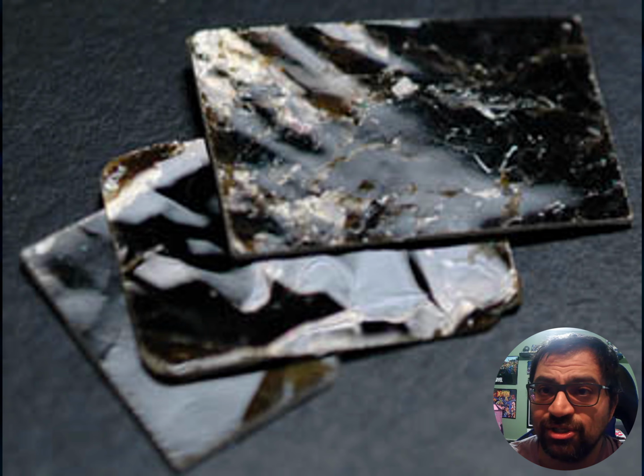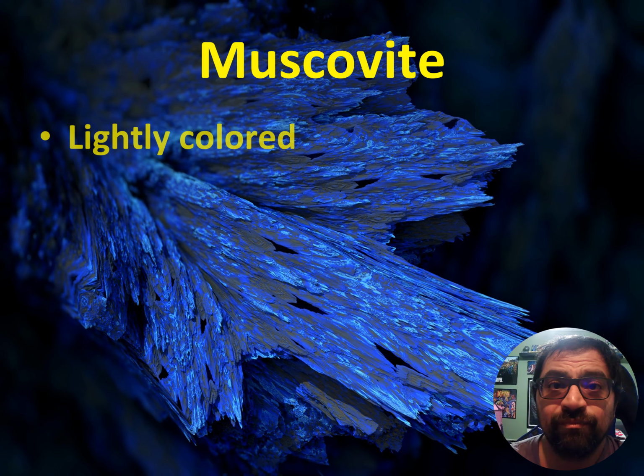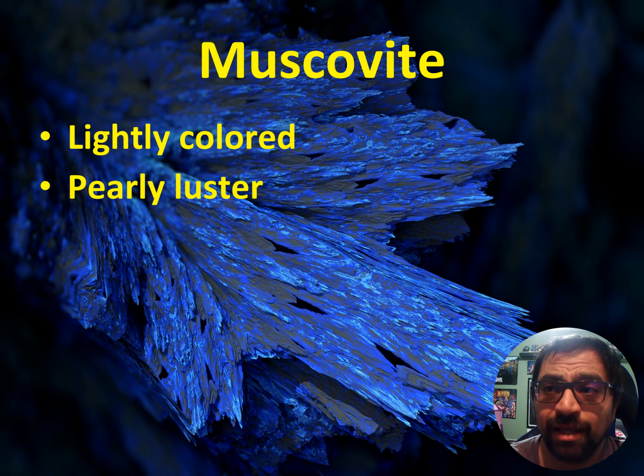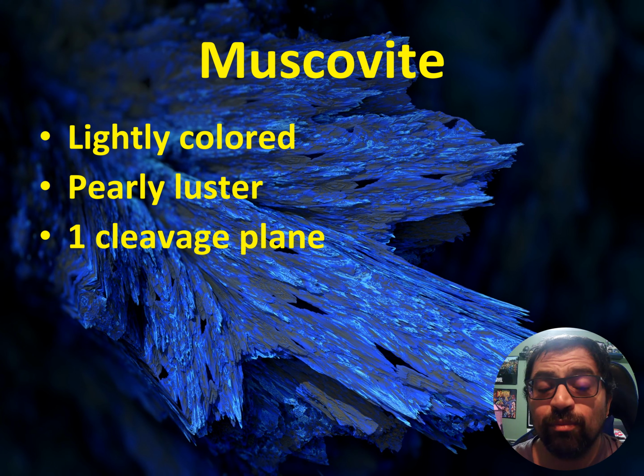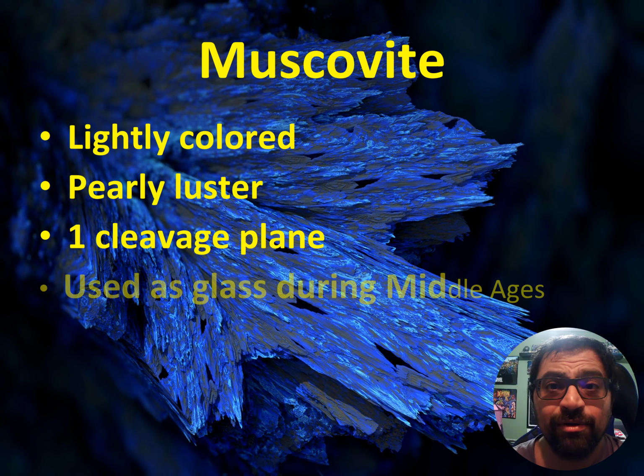If you get these flat sheets, the easiest way to tell this one apart from the other mica that we'll talk about in a second is the darker color. Okay, the biotite tends to have a little bit darker color into it, whereas the muscovite is more lightly colored, has that pearly luster, still has the one cleavage plane, and muscovite was the mica that was primarily used, like we talked about earlier, to form windows during the medieval period.